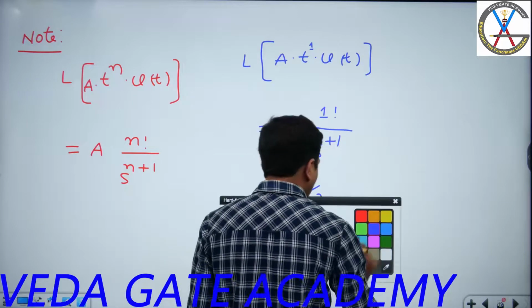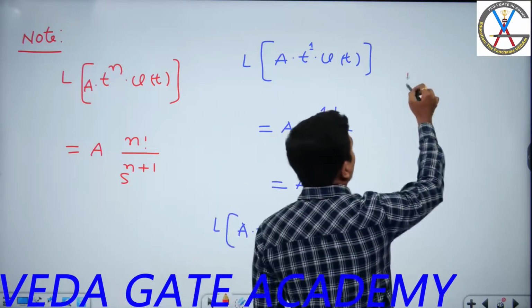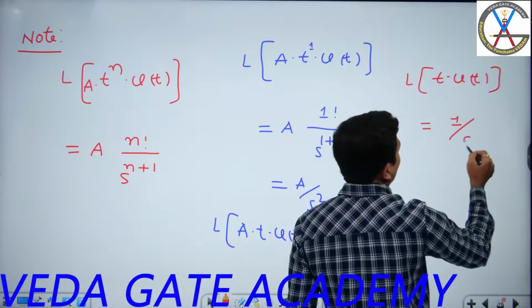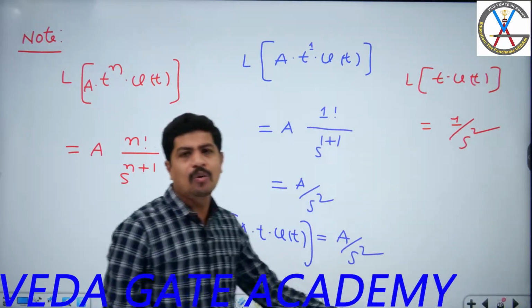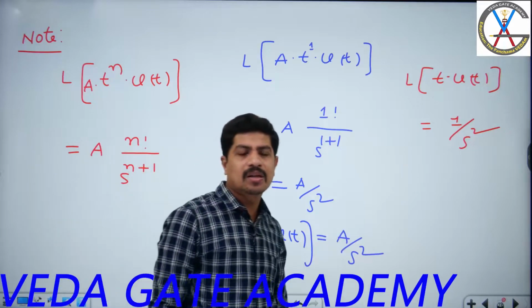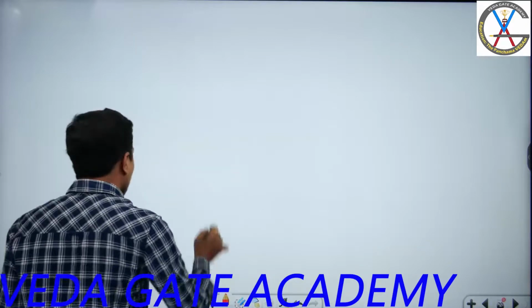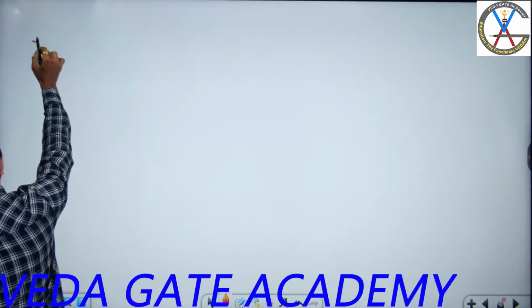Now let me know what is the answer for this. What is the Laplace transform of the unit ramp signal? Simply 1 by s square. Why? Because a equals 1, that's it. In the answer we got previously, substitute a equal to 1.